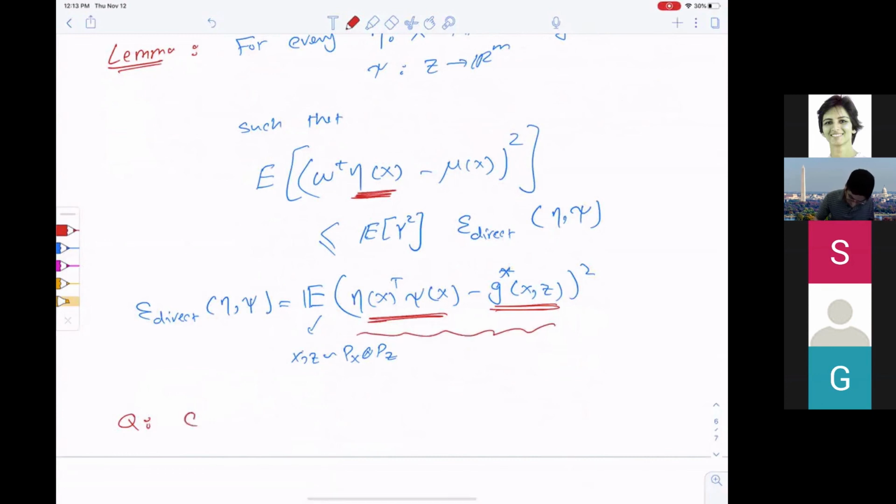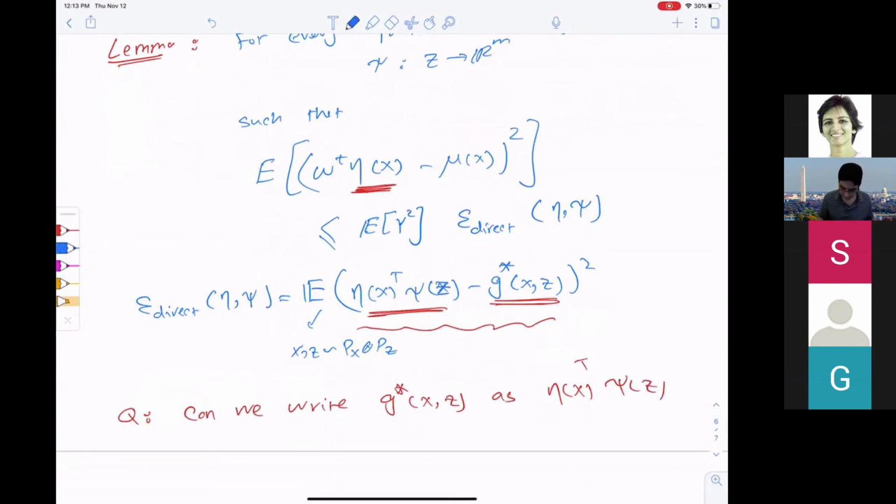But the question is, okay, can we get this? Can we write g star of x and z as eta of x transpose times psi of z? So we are losing some information, right? In general, we may not be able to do it, but if we could write it that way, then we are done. Because with this lemma, the error of a linear function of eta of x compared to mu of x, which is a good predictor, would be very small.